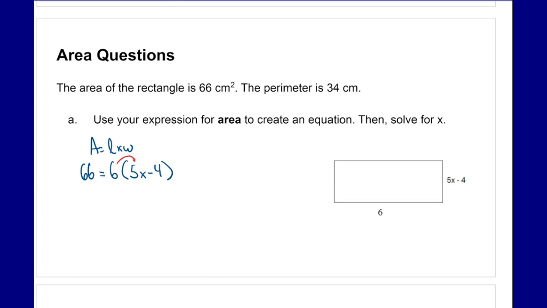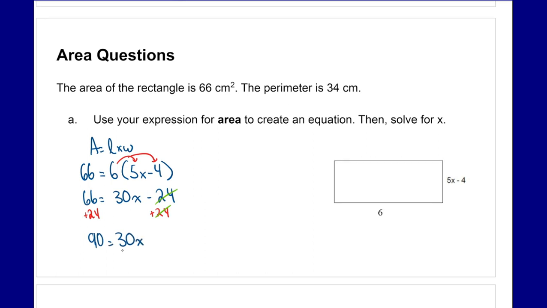So we take the 6 and multiply it to both parts. We get 66 is equal to 30x minus 24. We want to cancel out the minus 24, so we're going to add 24 to both sides. Oops, not 42, 24. One side cancels out, and we have 90 is equal to 30x.